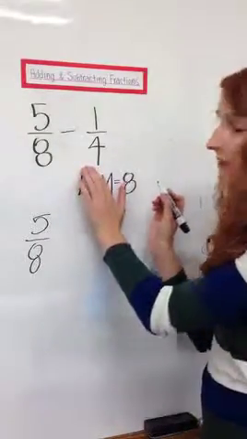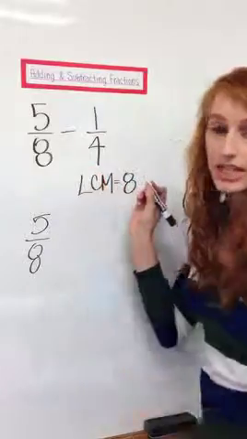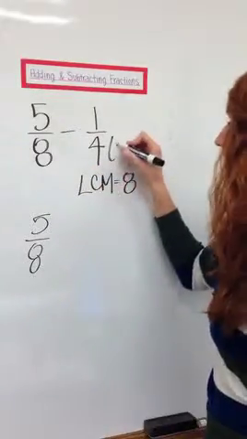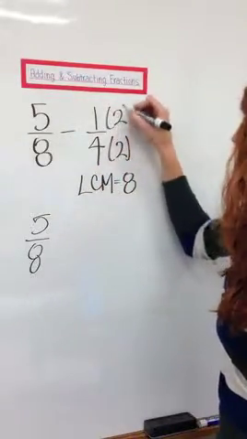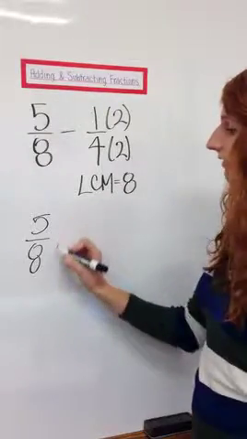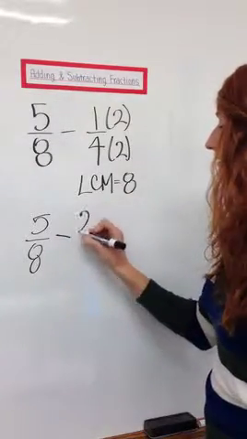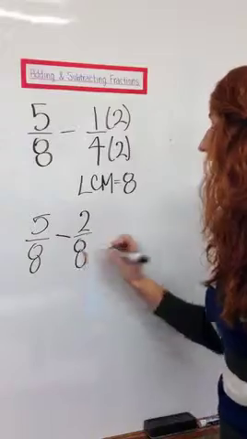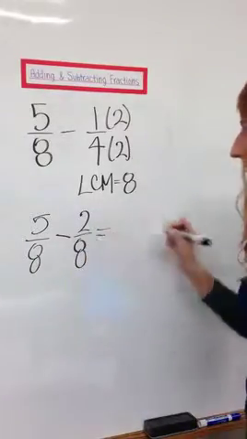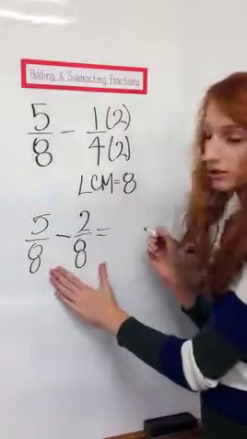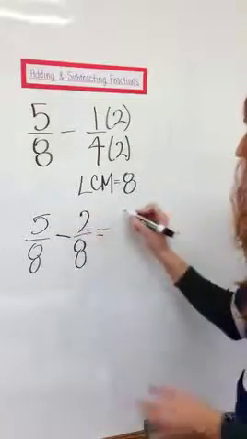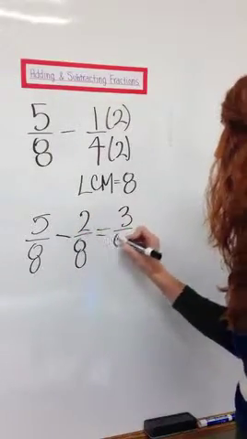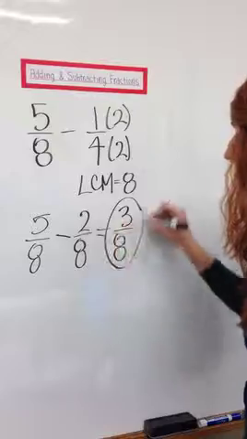Now the 1/4, we're going to have to multiply by 2 in order to get the denominator to equal 8. So then we'll have 5/8 minus 2/8. Now we have a problem we know how to do. We subtract the top, so we'll have 3 over 8, and we're done.